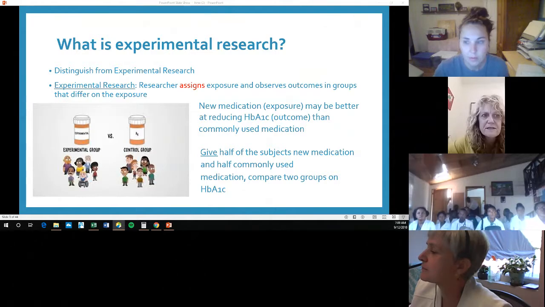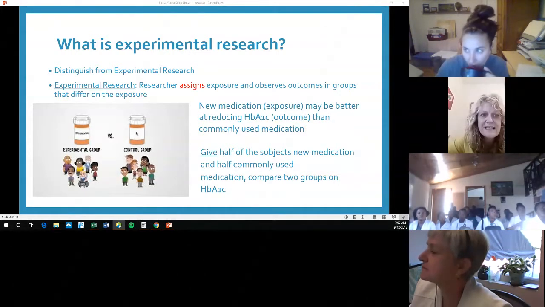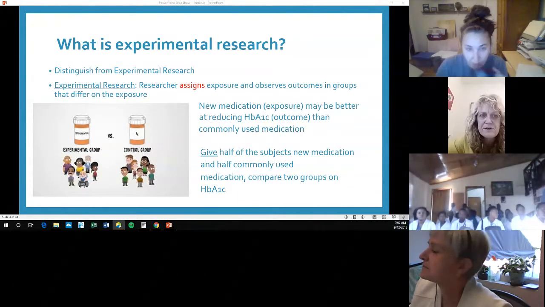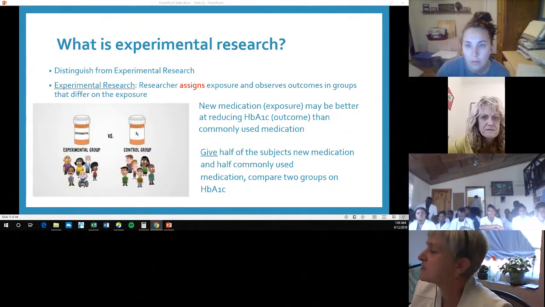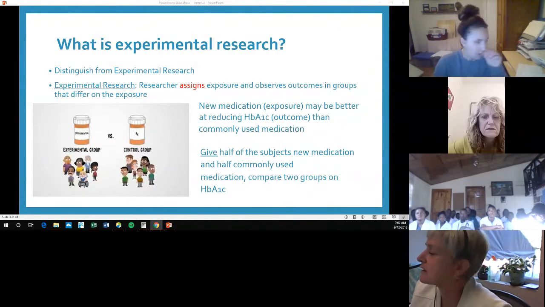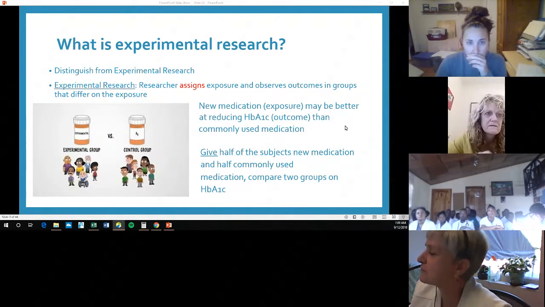In experimental research, the researcher gives half of the subjects the new medication and the other half the commonly used medication, and then compares the two groups. En recherche expérimentale, le chercheur va administrer le nouveau médicament à la moitié des sujets et le médicament couramment utilisé à l'autre moitié. Ensuite, il va comparer le taux d'hémoglobine glyquée entre les deux groupes.